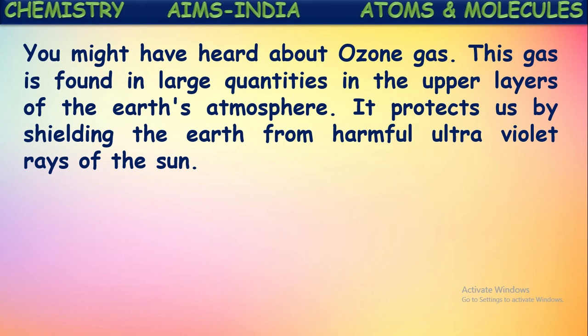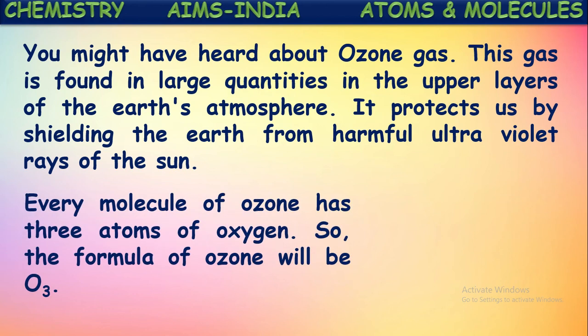This ozone gas protects us by shielding the earth from harmful ultraviolet radiation coming from the sun. It filters the harmful radiation coming from the sun and allows only harmless radiations to the earth's surface. In that way, this ozone gas protects us from the harmful radiations or rays coming from the sun.